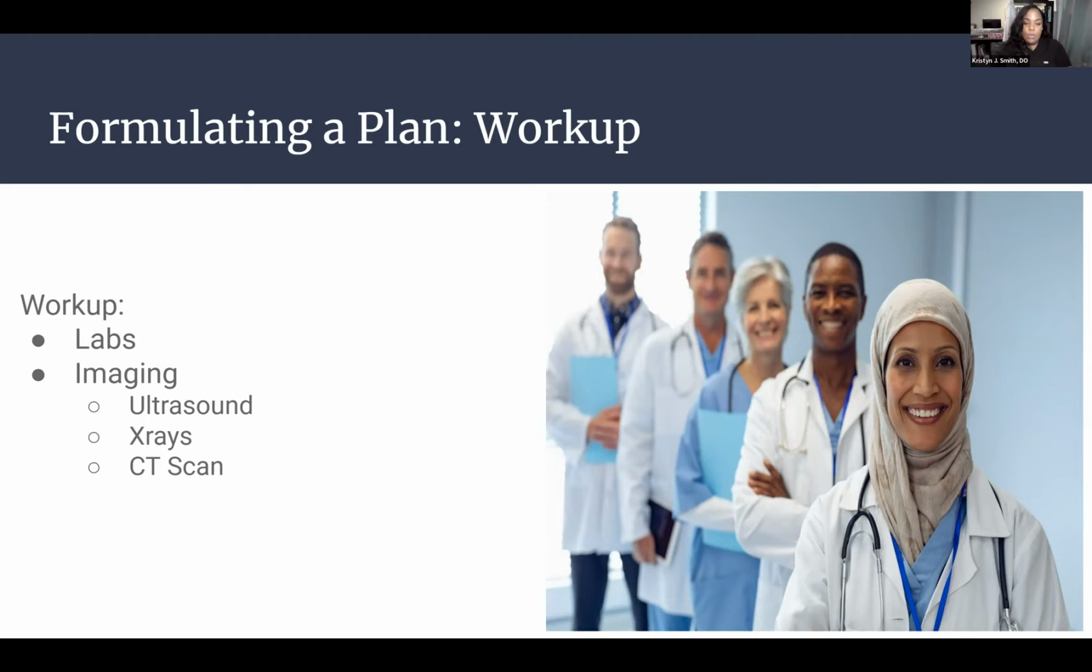The tests you order, such as labs and imaging, should either confirm or deny a diagnosis that you already think is going on. So based on your history and your physical exam, if you do a good job with taking a thorough history and you do a thorough exam, you really should have the diagnosis right there. Labs and imaging studies are just used to confirm or deny your differential.